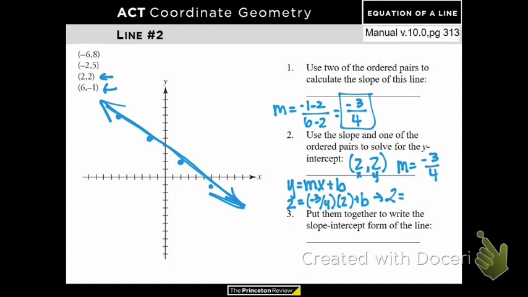This gives me 2 equals. When I multiply here, I can actually simplify, and I get negative 3/2, okay, plus b. So then to solve for b, I just need to add this over. So I'm going to add the positive 3/2 over. So 2 plus 3/2 gives me b equals 7/2. So then put them together to write my equation. y equals negative 3/4 x plus b, which was 7/2.